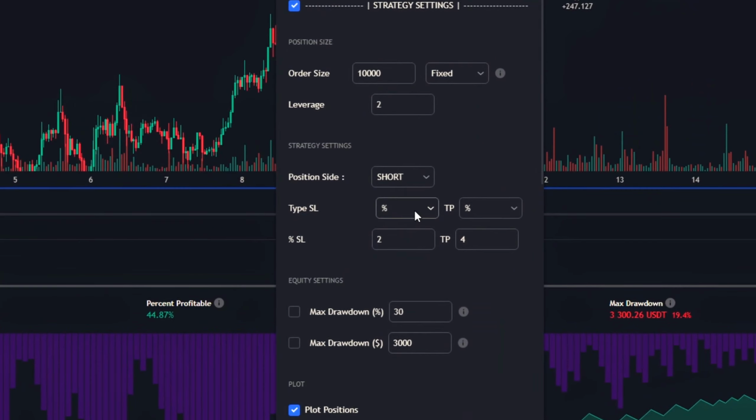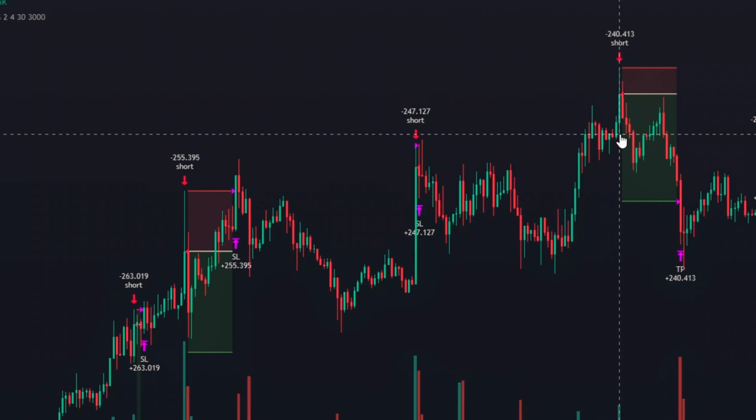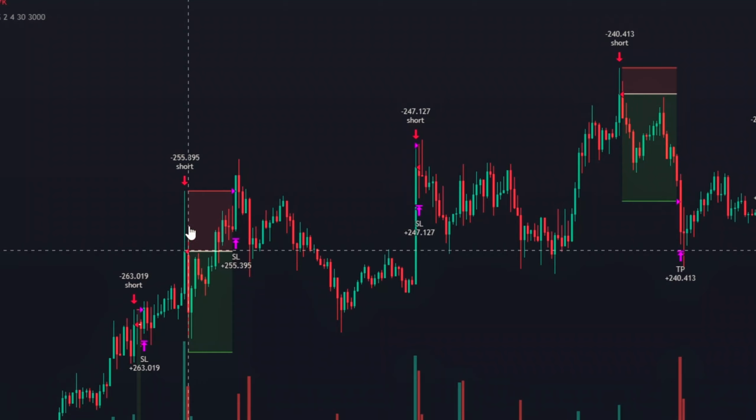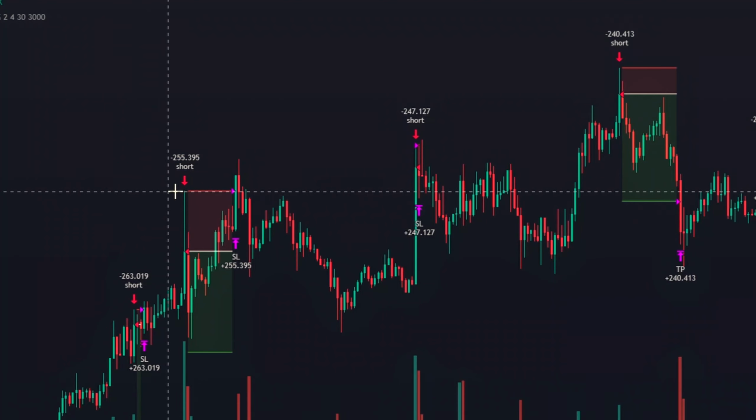I did backtest only with fixed percentage exits, but you can set trailing stop percentage or stop loss condition. As you can see from the chart, the stop loss condition will exit at the high of the entry signal candle. In fact, as you can see here, we have a short position, here the high, and the stop loss is exactly at the high of the entry candle.